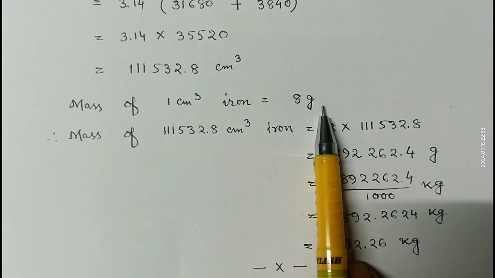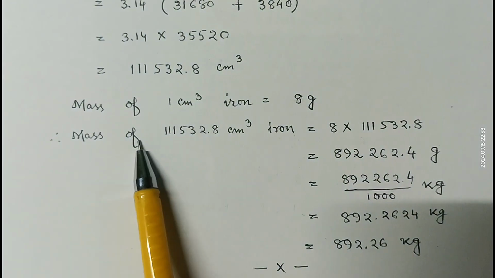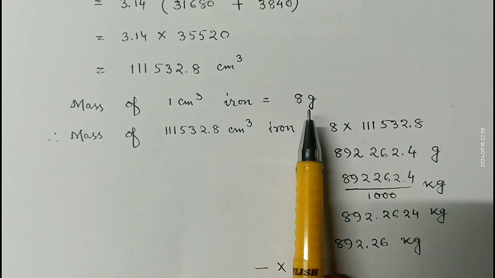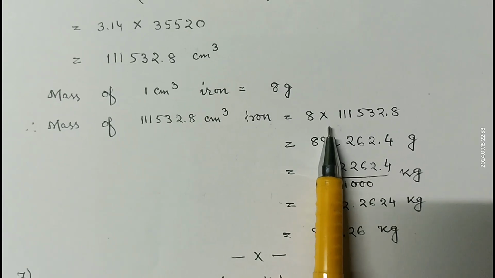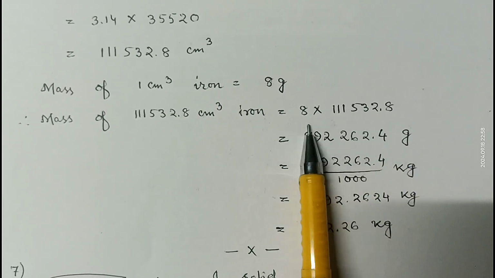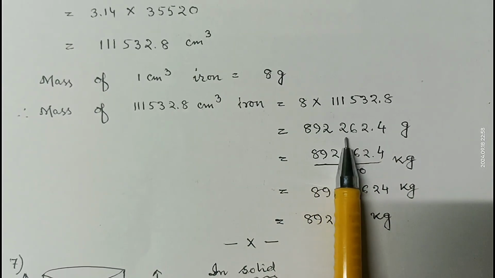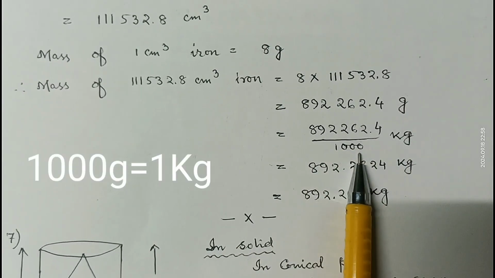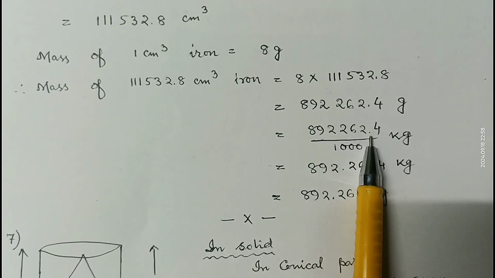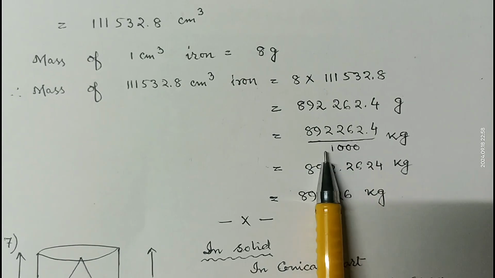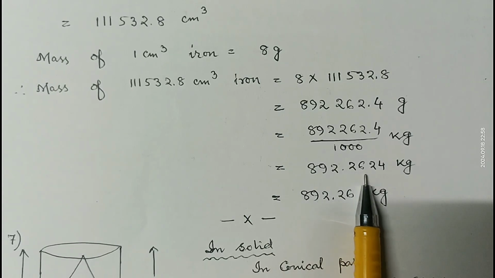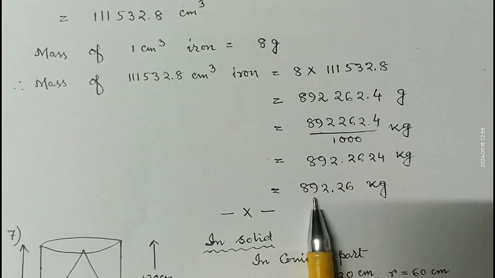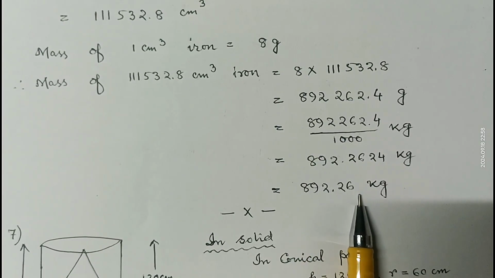Now in the next part of the question it is given the mass of 1 centimeter cube of iron is 8 gram. So we have to calculate the mass of this much. So the mass of 111532.8 centimeter cube iron will be 8 into this value. So 8 into 111532.8, if I multiply, it will give 892262.4 gram. Now if you want to convert from gram to kilogram, we have to divide by 1000. If we divide by 1000, this decimal will shift 3 places to the left side, so it will become 892.2624. If we round off, it will become 892.26 kg. So 892.26 kg is the mass of the pole.